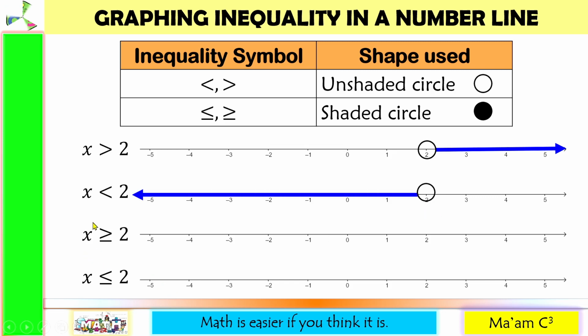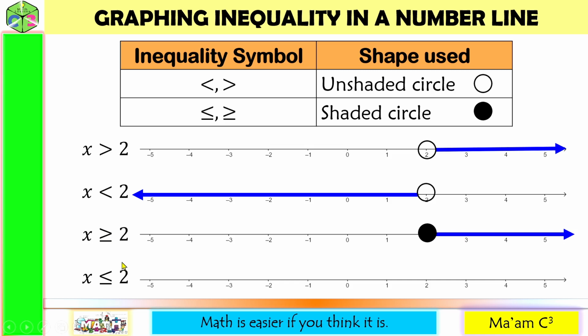Next one, we have x is greater than or equal to 2. So we'll start again with 2. Since we have here or equal to, we're going to make use of shaded circle. The inequality is pointing us to the right, so we're going to the right. Values of x that are greater than 2.